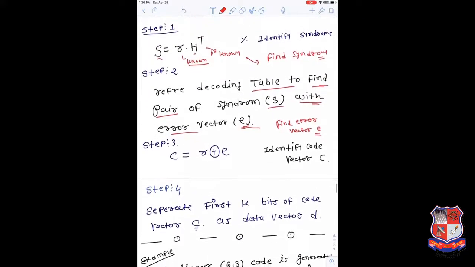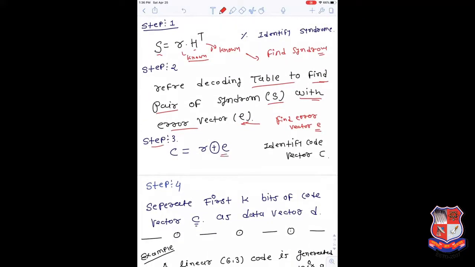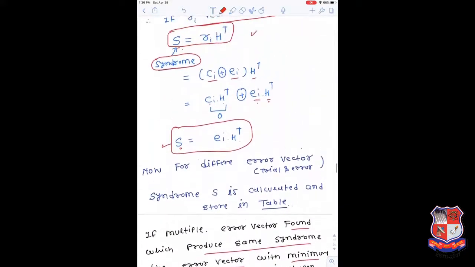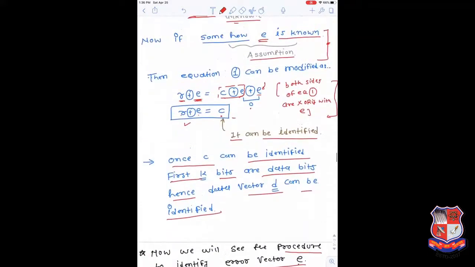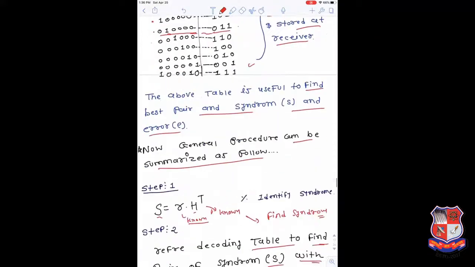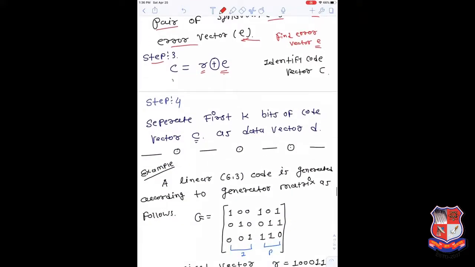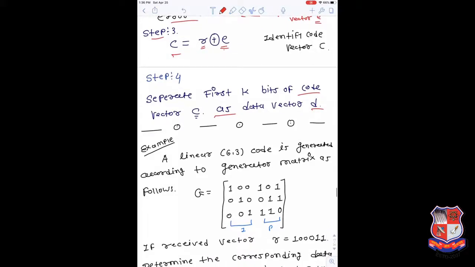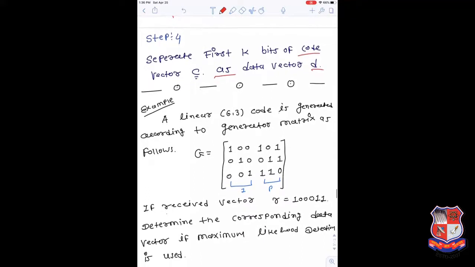In the next step, step number 3, we have the error vector E. This error vector E is XORed with the received vector R, and then we get the code vector C. So step 3 directly gives us the code vector C, and the first k bits of code vector C are identical to the data vector D. So we can extract those and get the data vector D. So this is the procedure. It is a very simple procedure, and using it we are able to get the data vector D.